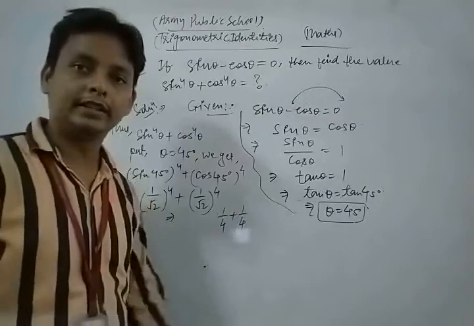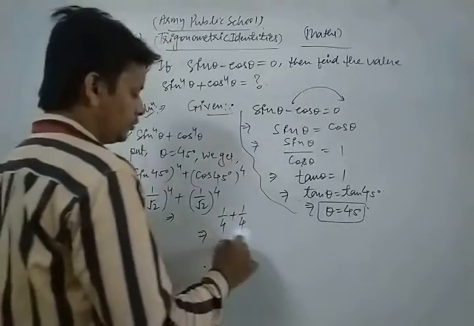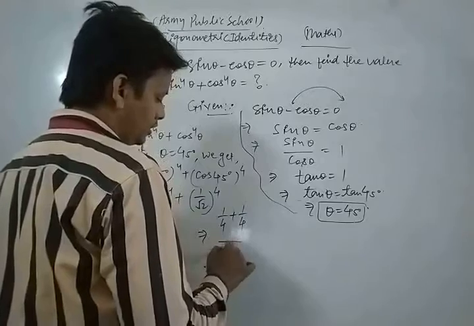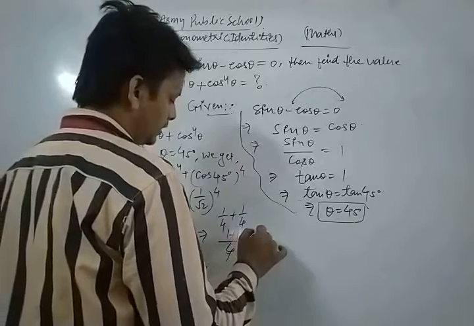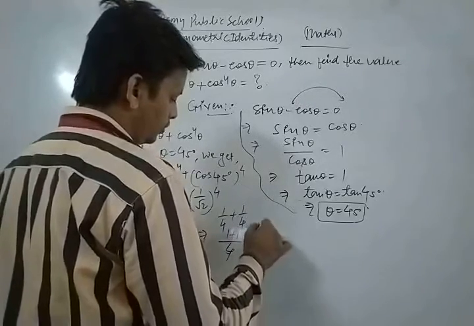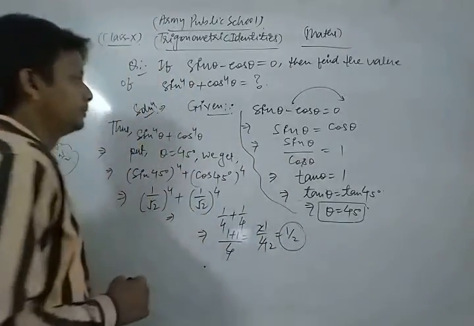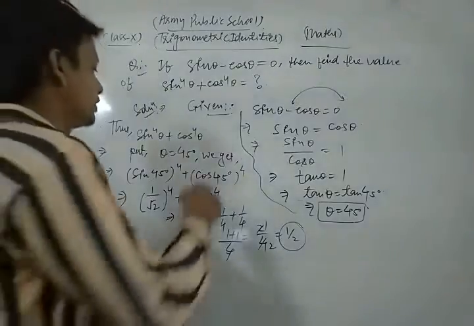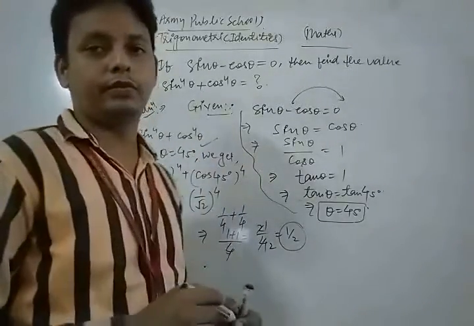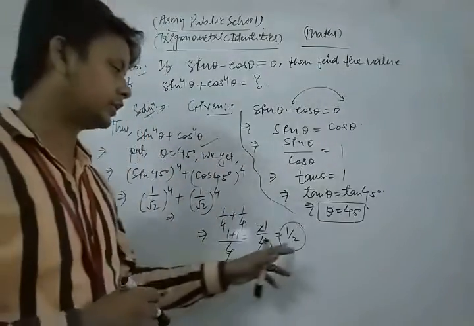Now we take their LCM. So their LCM is what? 4. So we get 1 plus 1, that is 2 upon 4, 2 1s are 2, 2 2s are 4, so that is 1 upon 2. So the value of the expression sin to the power 4 theta plus cos to the power 4 theta is 1 upon 2.